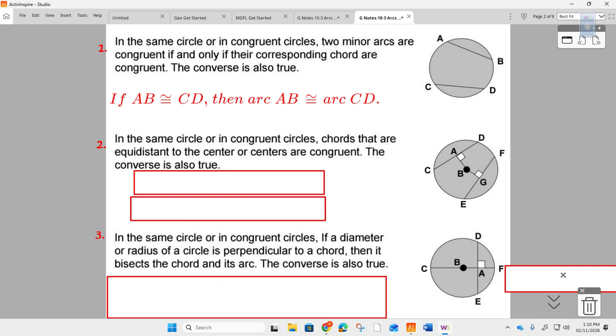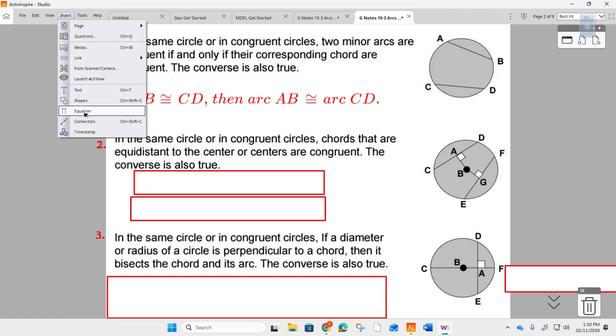So I did not state the converse, and I should have. Remember, the converse just means the opposite is true. So the opposite would be if arc AB is congruent to arc CD, then we would know that the chords are congruent.